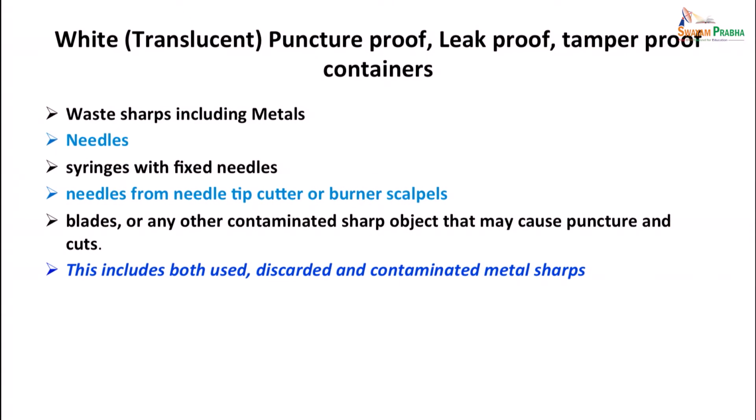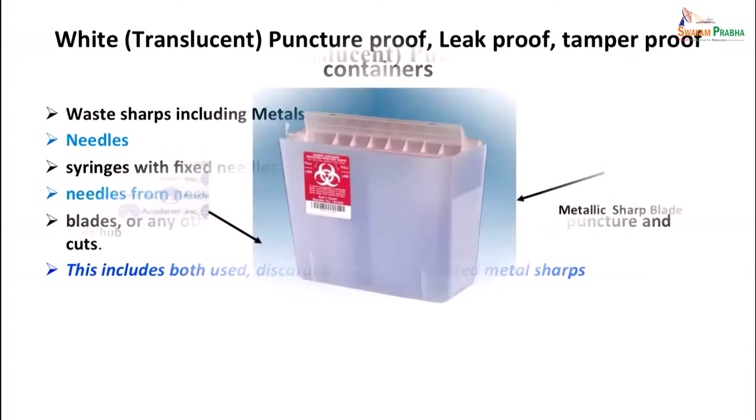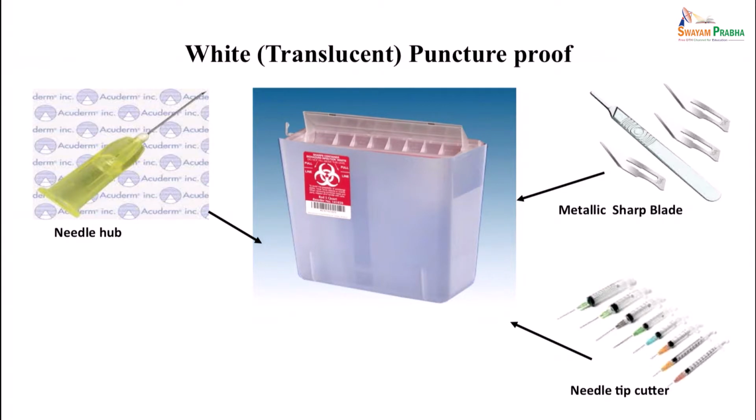White or translucent puncture proof container which should be leak proof and tamper proof. It contains the waste sharps including metals, needles, syringes, needles from needle tip cutters, blades, all these things which have to be collected in the white translucent puncture proof container.